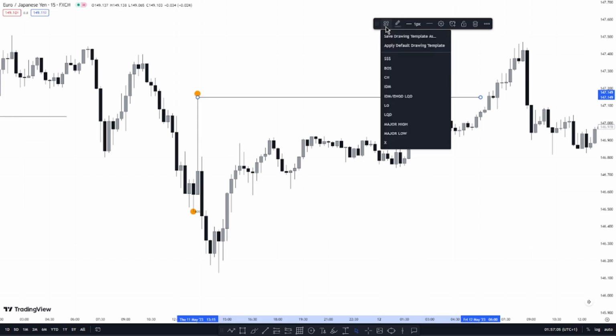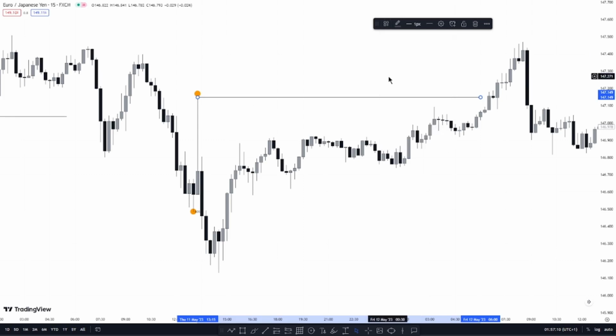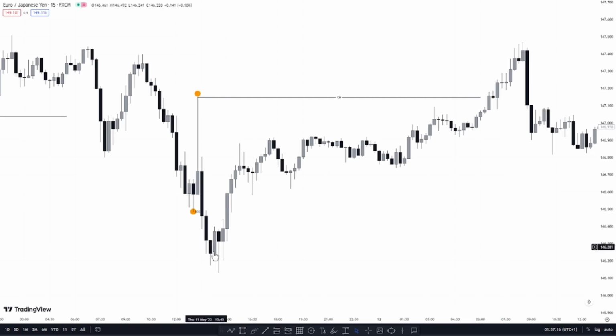All right, that will be a CHoCH. Why is it? It is because this is your last significant lower high before this. So once it takes it out, this low is confirmed as a valid low. All right, this low is confirmed as a valid low.